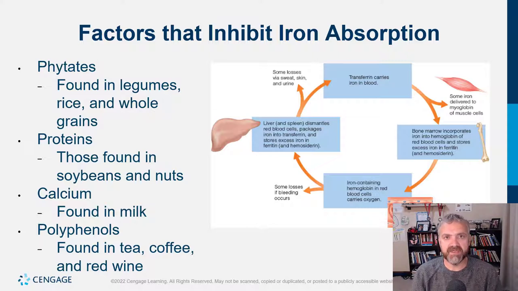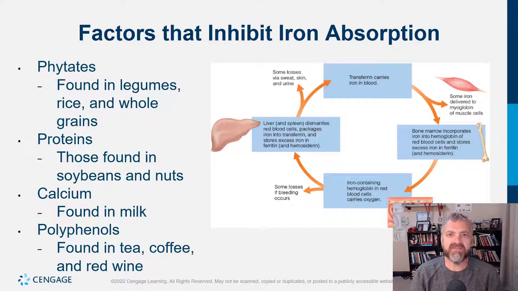So you're seeing a strike against plant-based foods as your primary source of iron. Calcium, which is found in milk, so dairy products also are going to inhibit some of the iron absorption. And that's why you go back to poultry, fish, and meat being the best sources.